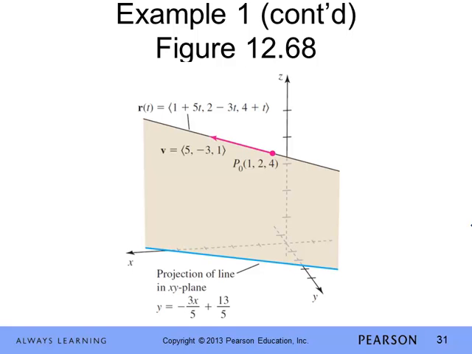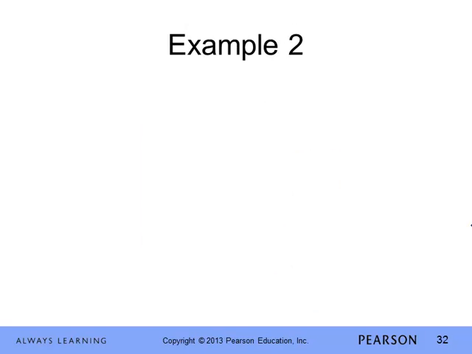Moving along here. Example 2. Find the equations of a line, or the vector valued function equation for a line that goes through 2 points. P sub 0, which has coordinates -3, 5, 8, and P sub 1, 4, 2, -1. So it goes through those 2 points.